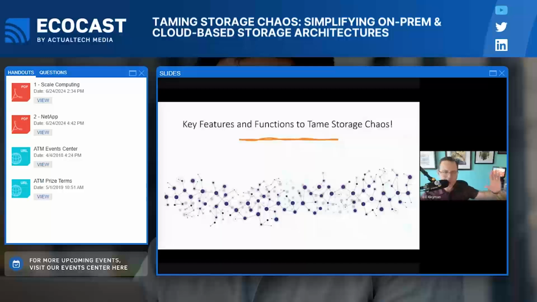Now, we are on our last bit of information, just a couple more minutes. This is called the rapid fire round from Bill Clayman: key features and functions to tame that storage chaos. These are going to be my favorite ones.